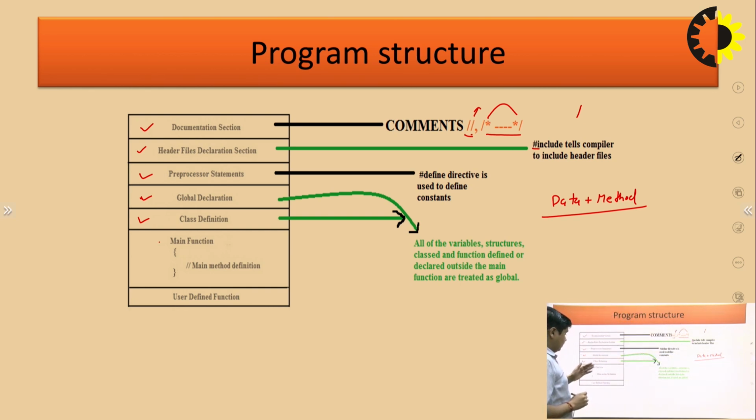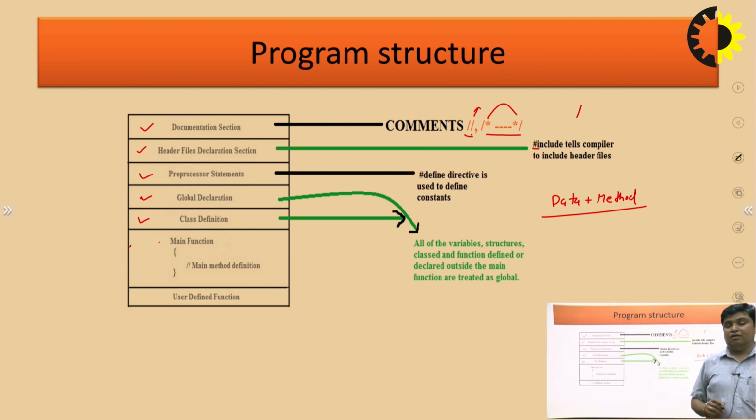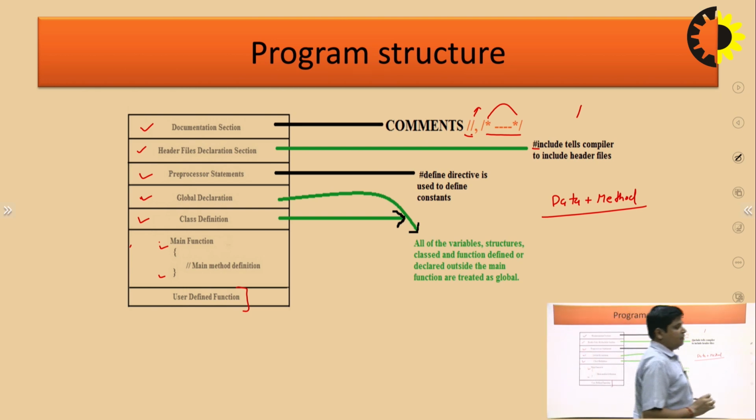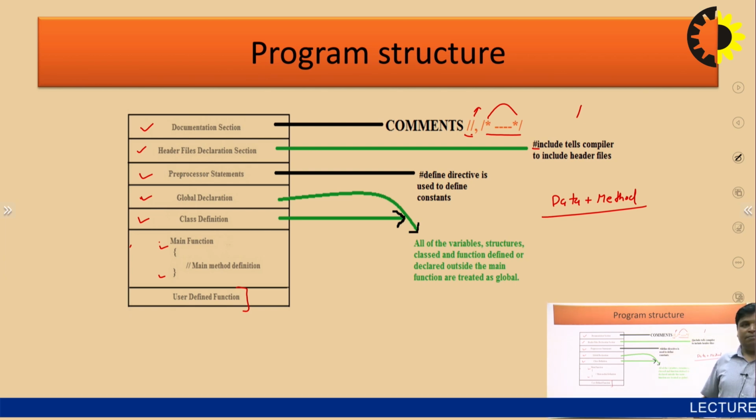Then after defining the class, we can define the main function. The very first line read by the compiler in C++ is the main function. This is the point where our program execution will start. So, this is the main function, this is the body of the main function, and these are some user defined functions. This is overall the program structure of C++. Whatever code you write in C++, always follow this structure step by step.